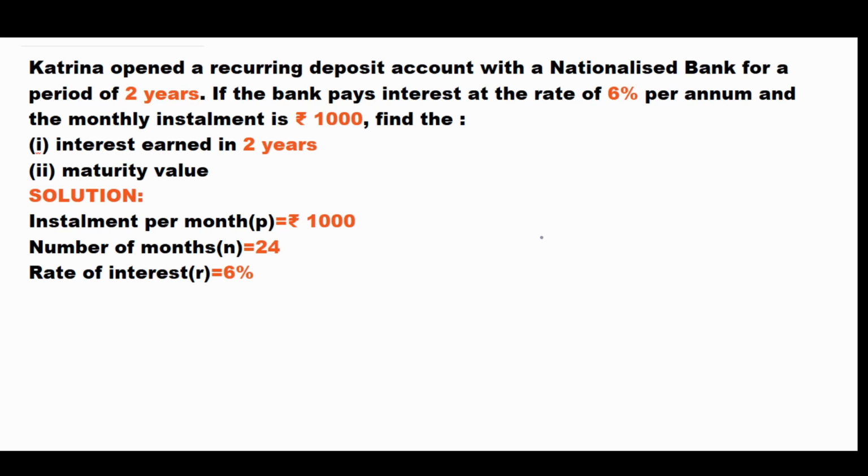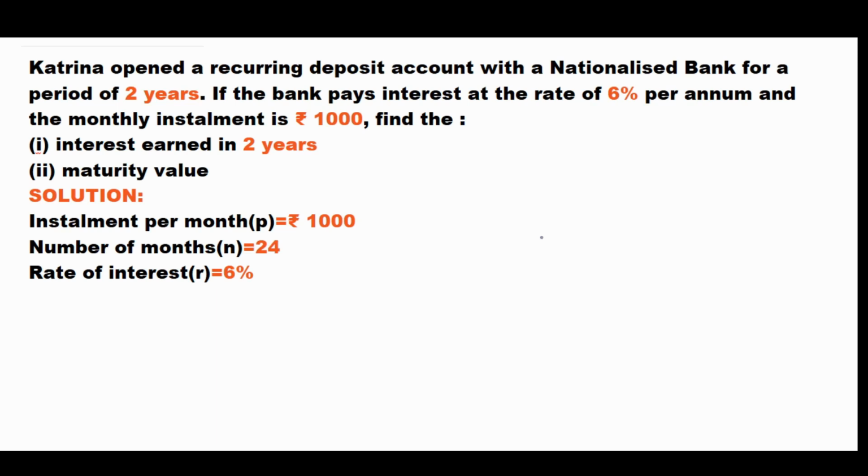Katrina opened a recurring deposit account with a nationalized bank for a period of 2 years. The bank pays interest at the rate of 6% per annum and the monthly installment is ₹1,000. Find the interest earned in 2 years and the maturity value.